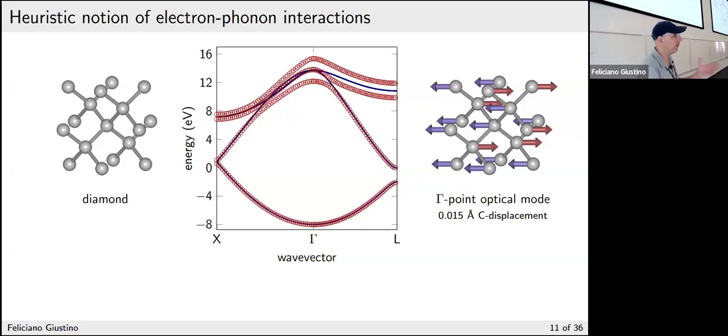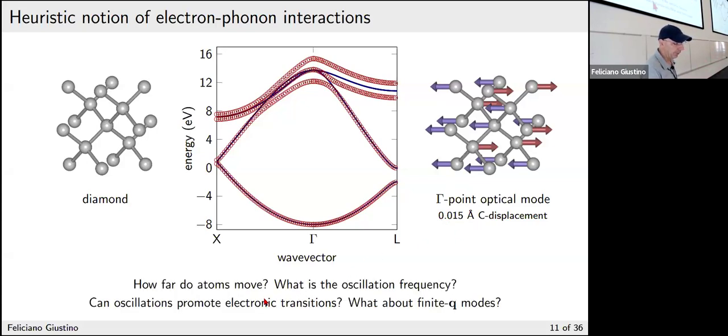Now, this is something that many people do, actually. You just move things around and see how the structure changes. But there are many questions that are left unanswered if you do this. For example, I could ask, how far should I move the atoms here? I use this example, but clearly, if I use a larger distortion, you will see larger splittings here. Okay, so which one do I need to take to compare with an experiment?